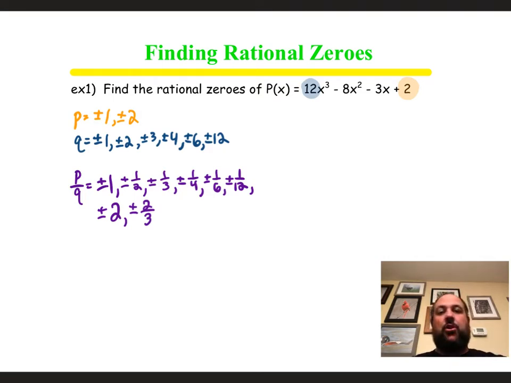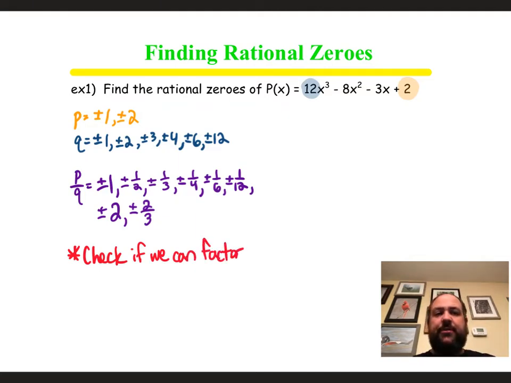Next, we would start going through here and we would pick these values and do synthetic division. But we're actually not going to do that right away, because if possible, what we always want to check is whether we can factor first. So check if we can factor. If it's possible to factor the polynomial, then I want to make sure I do that.